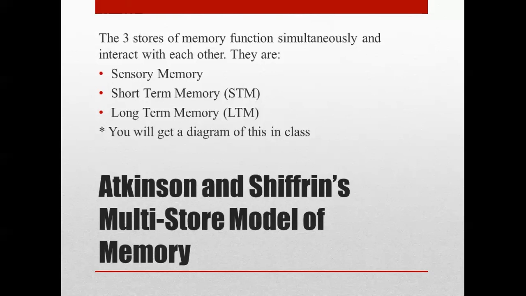The multi-store model suggests that there are basically 3 different stores of memory, and they function simultaneously, so at the same time, but they interact with each other and work together. Atkinson and Shiffrin said that there's a sensory memory, a short-term memory, STM, and a long-term memory, LTM.